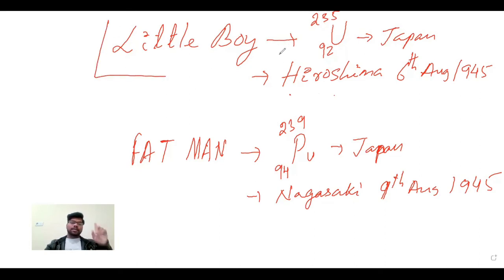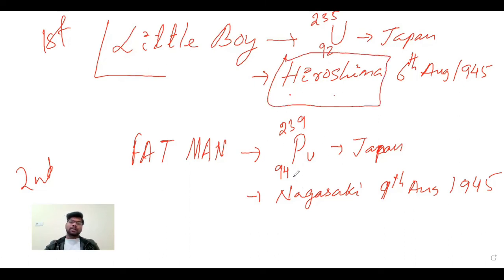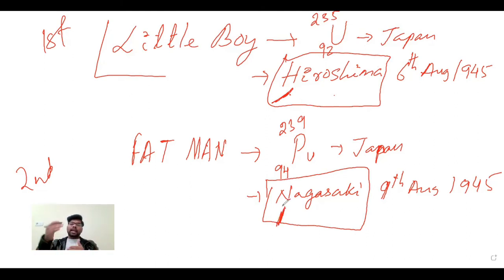Little Boy, the first atom bomb, the first one. The second one is called Fat Man. How to remember the elements? It is uranium 235, and Fat Man was plutonium 239. Hiroshima is the city of the first atom bomb, and the second one is Nagasaki. Here you can easily remember the places. The letter H comes first in the English alphabet, and after that the letter N comes. Which comes first, H or N? Obviously H. So Little Boy, the first atom bomb, was Hiroshima. Secondly, the letter N comes second in the alphabet, so the Fat Man was Nagasaki.